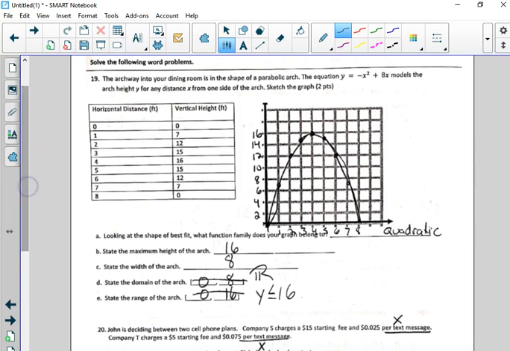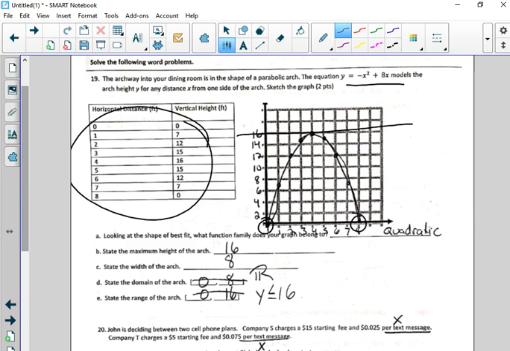Okay, 19. You're given all the points. You don't have to plug in anything. Here's the equation, but you're already given all the points. Sorry, you just plot them on the graph and connect the dots. You have an arch shape, which is quadratic. The maximum height is right up here, 16. The width goes from 0 to 8.